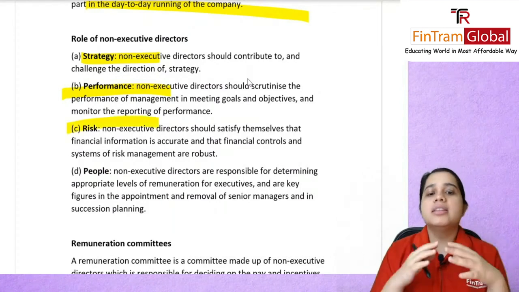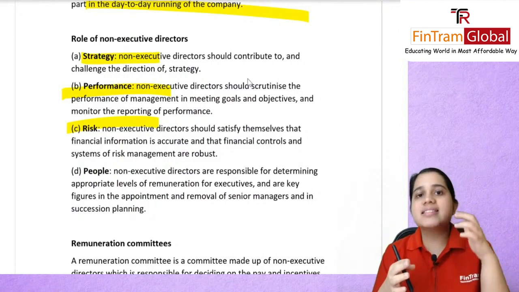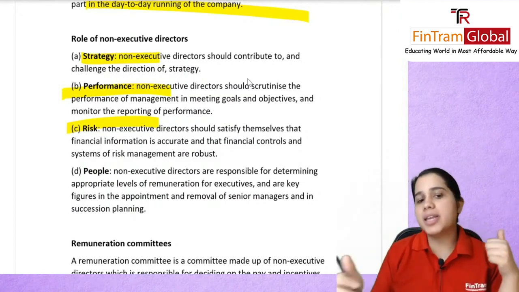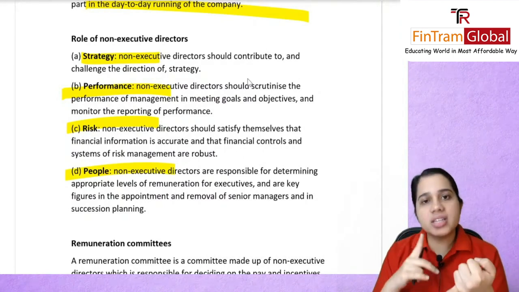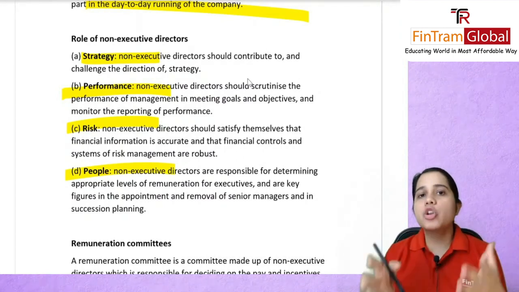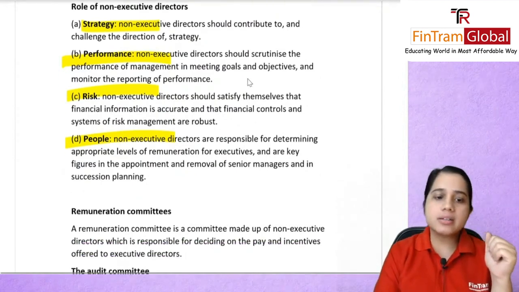Risk, that is, they should satisfy themselves that all the financial information is accurate and that you have good controls in place. And people, of course, will be responsible for determining the salary or remuneration packages for your executive directors, and even the appointment and removal of those directors.